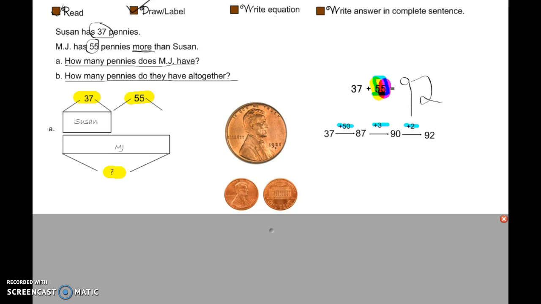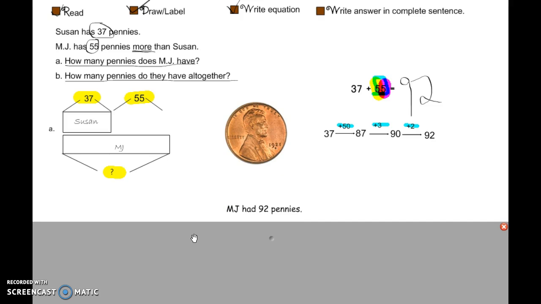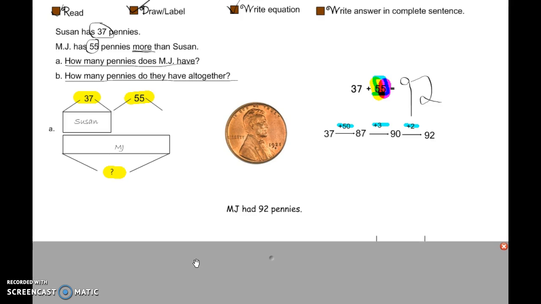Now that I've written the equation and I've solved the equation, my last part is to write my answer in a complete sentence. So for my complete sentence, I'm going to say that MJ had 92 pennies. Now let's look at part B.